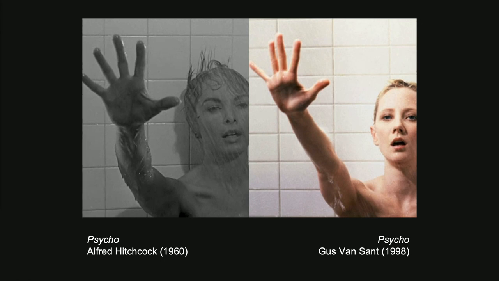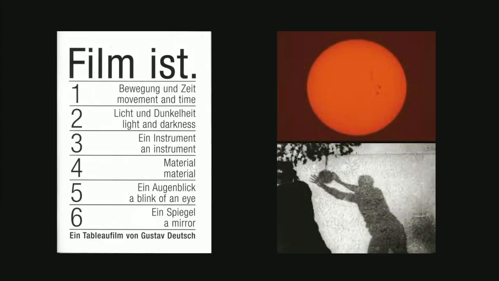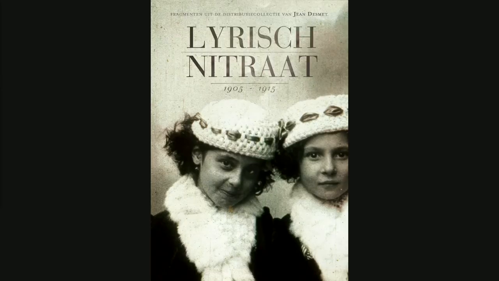Some examples of reappropriation in films fall into the category of remakes, others in that of the so-called found footage films. We have encountered the found footage films in the first session of This Is Film, with Film Ist by Gustav Deutsch, in which the filmmaker reuses a wide variety of source material, such as ethnographic, war, porn, science, and fiction film excerpts from silent and early sound films he found in archival collections around the world. Other examples of found footage films that, similarly to Film Ist, reflect on the film medium itself are Peter Delpeut's Lyrical Nitrate and Bill Morrison's Decasia.